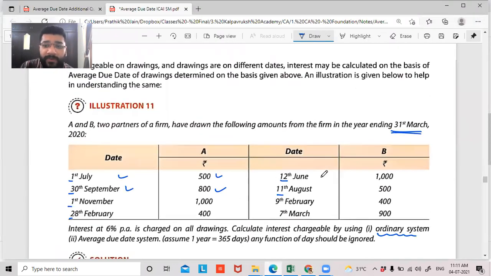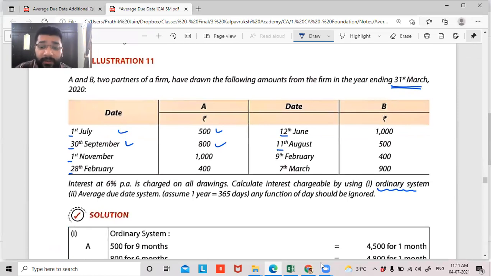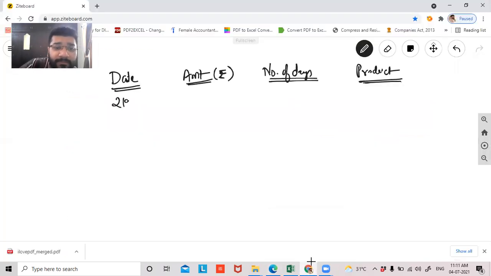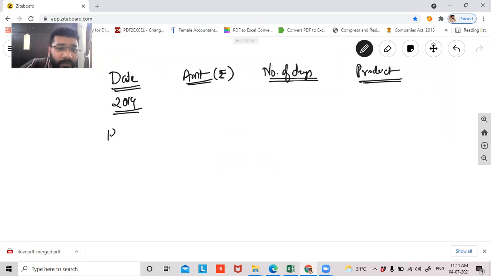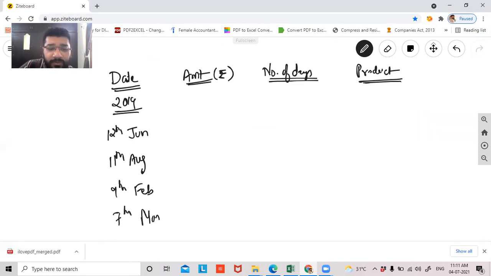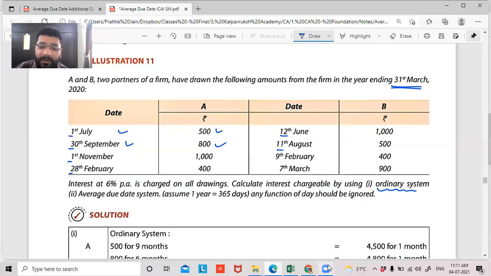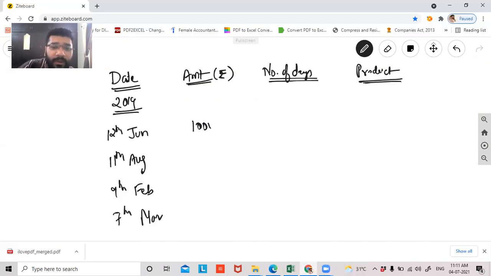So what are the dates for B? It is 12th of June. So I can write 2019 here, it will save time. 12th of June, 11th August, 9th Feb, and 7th of March. Amount is 1,500, 400, 900. Guys, now we have to calculate the number of days.